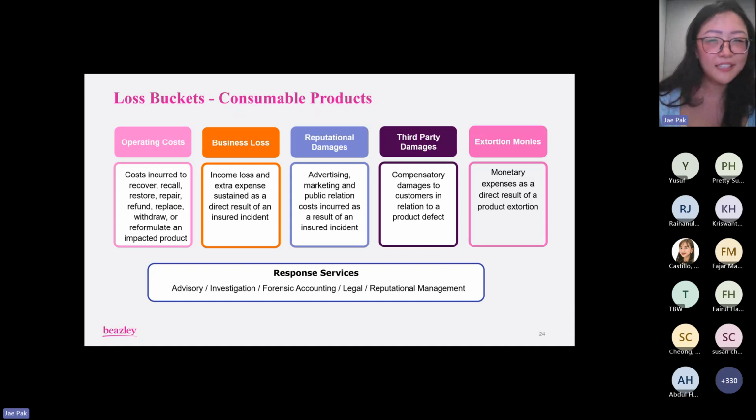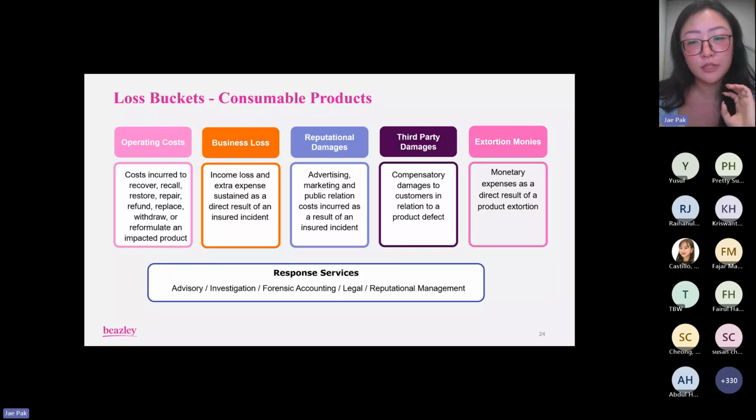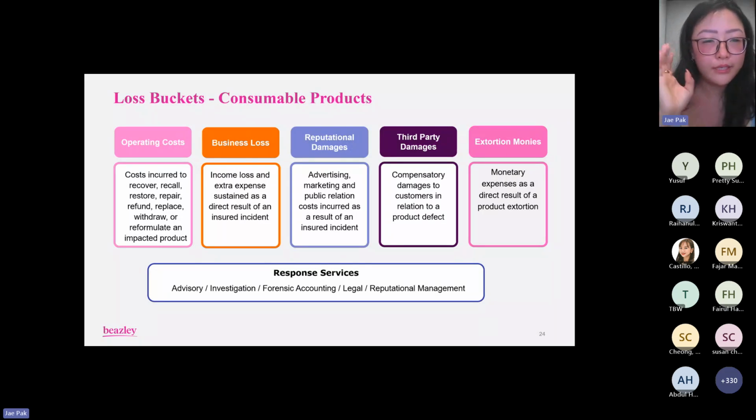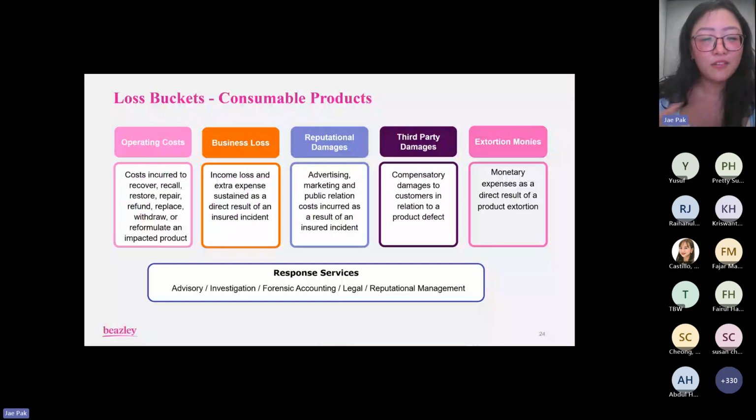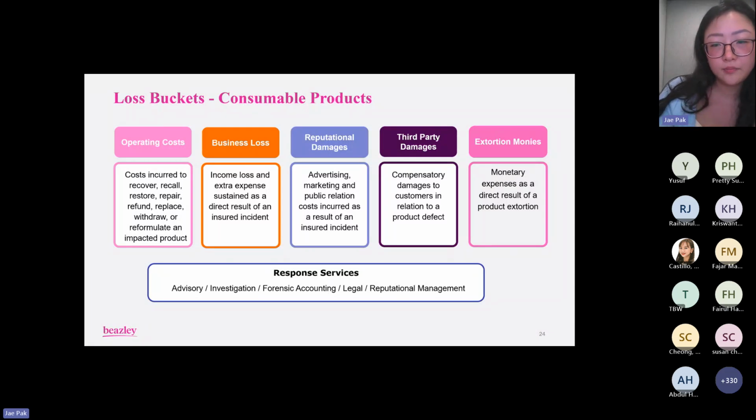And these are the loss buckets for consumable products. You can see it's pretty much the same or similar to our component parts consumer goods form, but the main difference is that within operating costs, we changed redesign to reformulate. So we will cover the cost to reformulate an impacted product, and we've also added extortion monies because typically we do see extortion events happening on the consumable side.